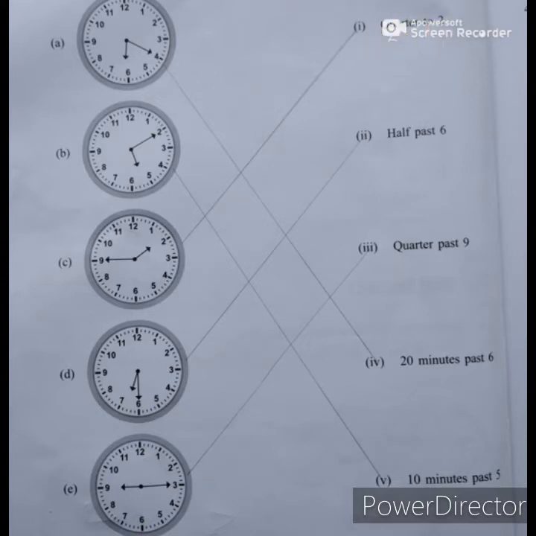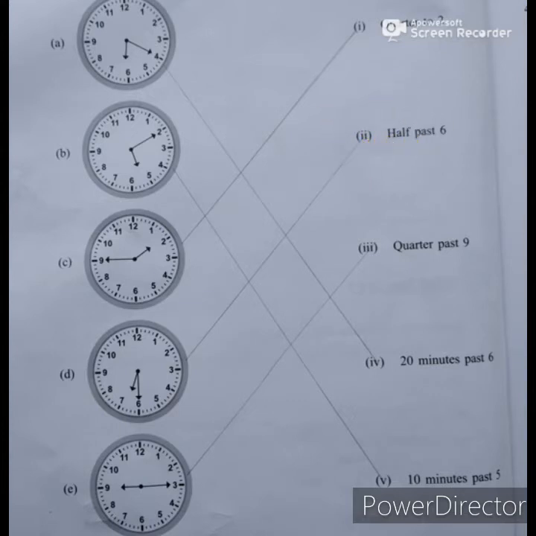Now see clock D. Clock D is showing the hour hand between 6 and 7 and the minute hand exactly on 6. That means the time is 6:30, or half past 6. Where is half past 6 given? Answer number second, half past 6. This is the answer.